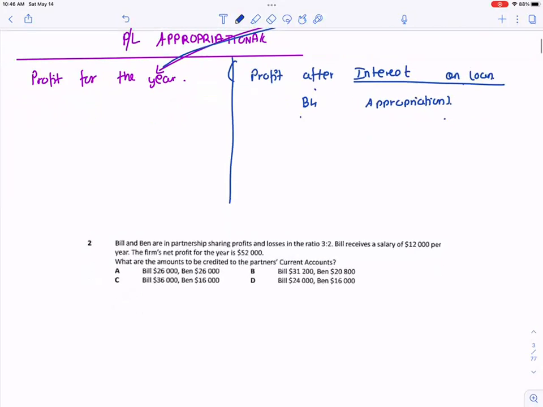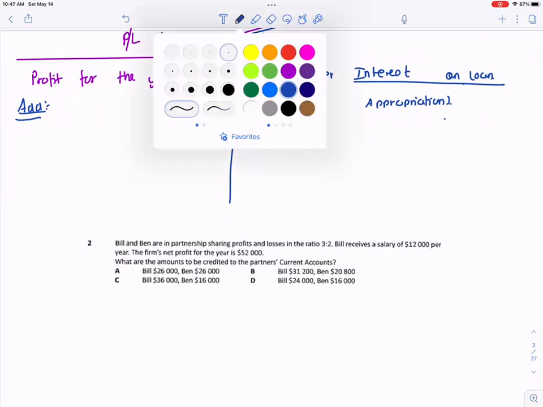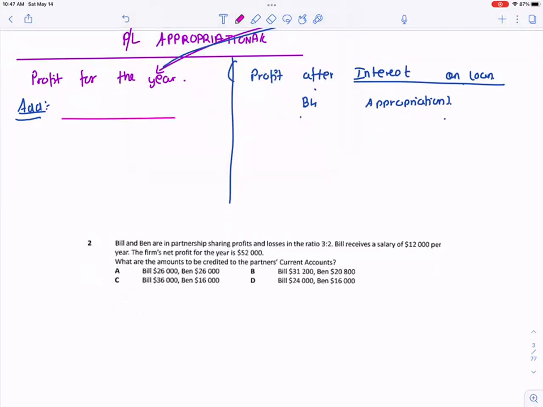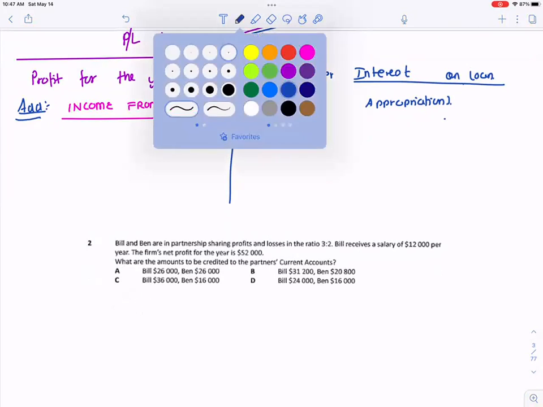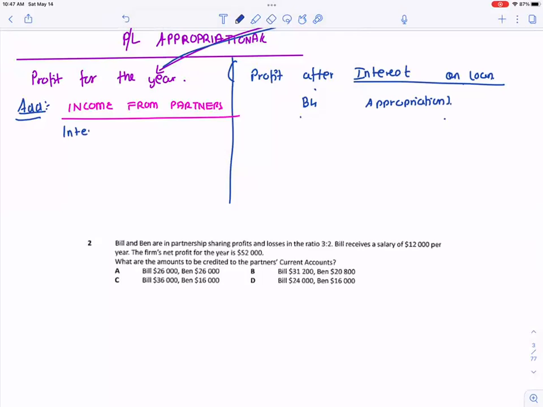Okay. In this, you are going to add a few things. What are the things that you will add? First we add interest on drawings. So I always make my students learn it this way: we will add income from partners. What is the name of income from partners? This is interest on drawings.